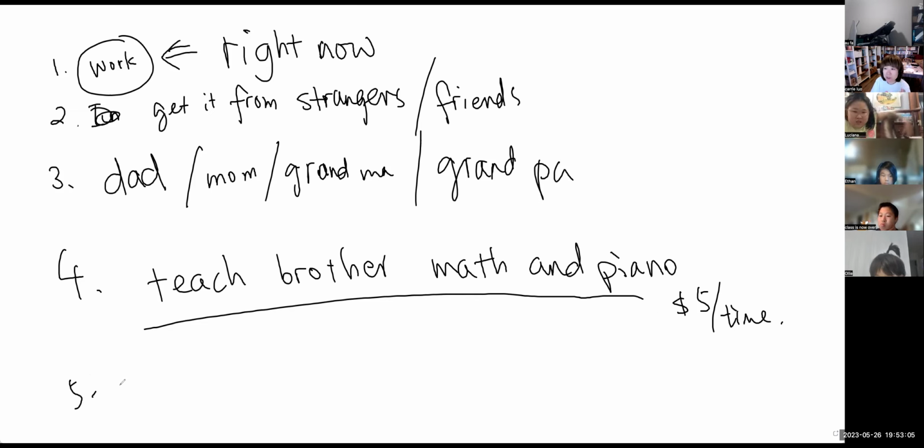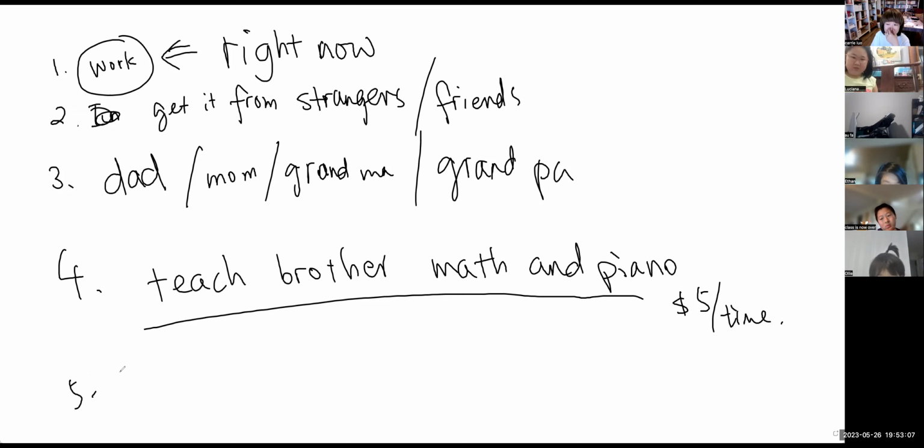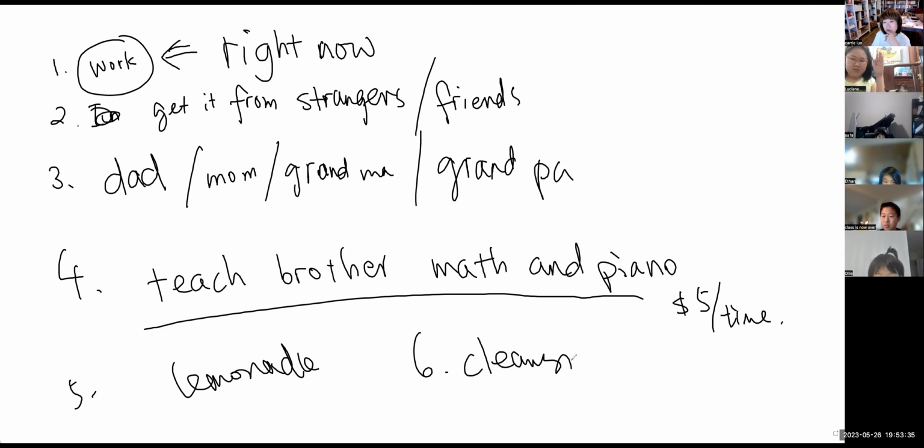Okay, Ethan, can you tell me something? Maybe you can think about it because you're smart. Maybe you can tell me how you can make some money. Put up a lemonade stand and sell lemonade. Okay, very good. Lemonade. Good job. Okay, Alpha, do you have something else? Maybe just cleaning the whole house. Okay, cleaning the house. Very good.